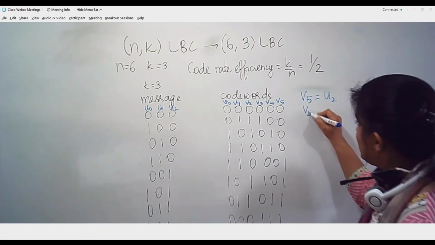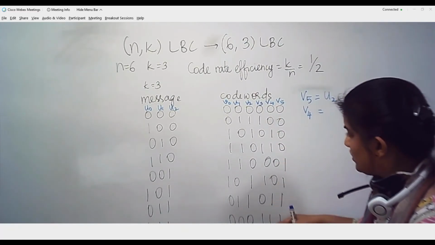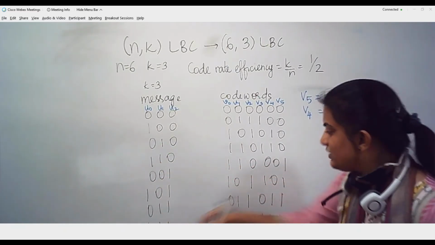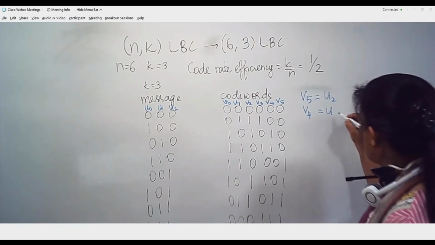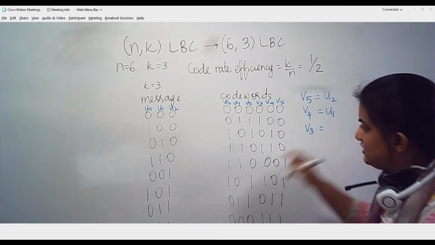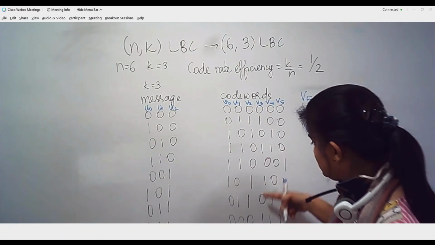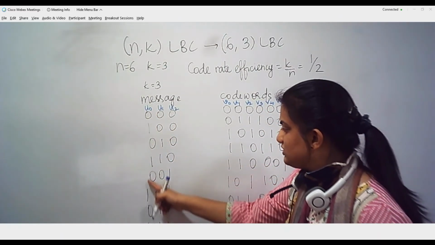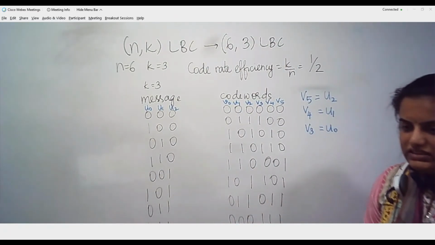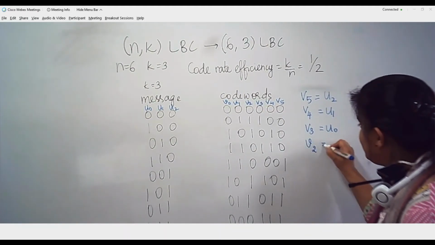If you are taking V4, it is 0, 0, 1, 1, 0, 0, 1, 1. Similarly, U1 is also 0, 0, 1, 1, 0, 0, 1, 1. So V4 is nothing but U1. V3, if you consider, is alternating zeros and ones, that is 0, 1, 0, 1, 0, 1, 0, 1. So it is nothing but U0. V3 is U0. Now, how to write V2?